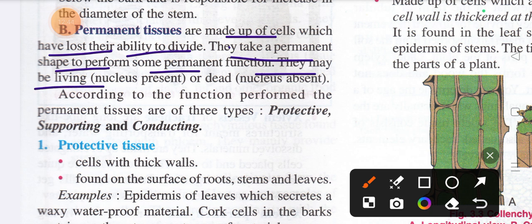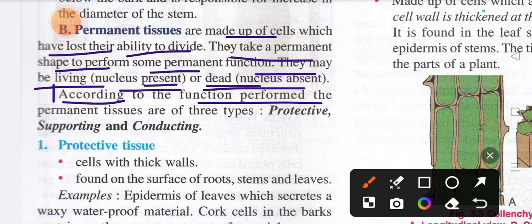They may be living, with a nucleus present, or dead, with no nucleus. This permanent tissue may be living, or it might be dead as well. If they are living, it is not that they will divide. The nucleus will be there and they are living, but they will not divide. And if they are dead, there is no reason to say that they will grow.